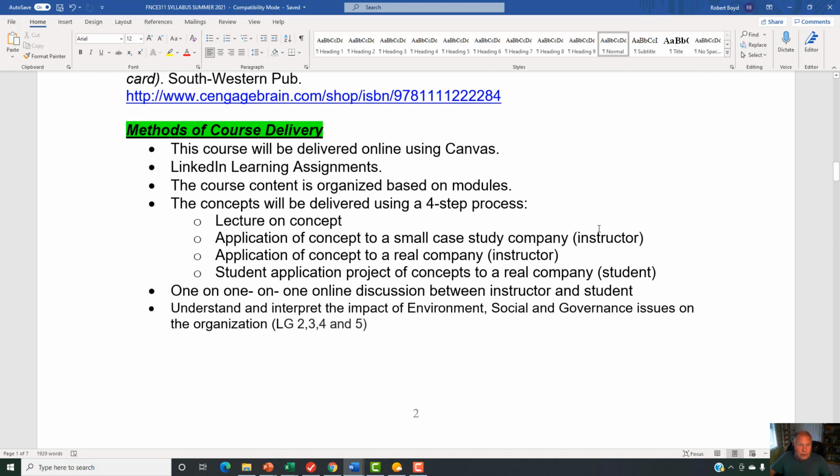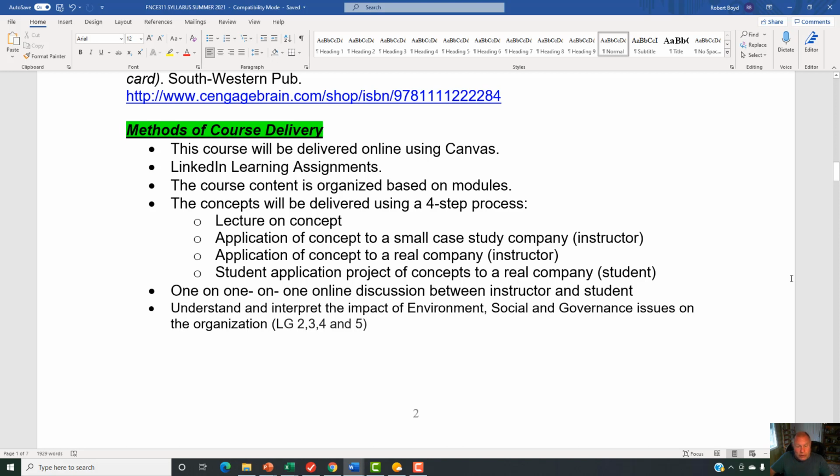How are we going to deliver this course? It's going to be delivered online using Canvas. There will be LinkedIn Learning assignments. And the course is organized based on modules. And we're going to use a 4-step model. One, there will be a lecture on the concept. I'll apply it to a small case study company, and I'll apply it then to a real company, and then you're going to apply it to see if you get it.